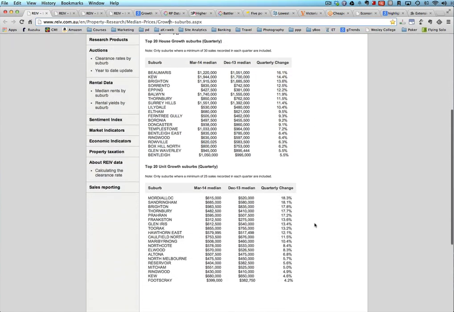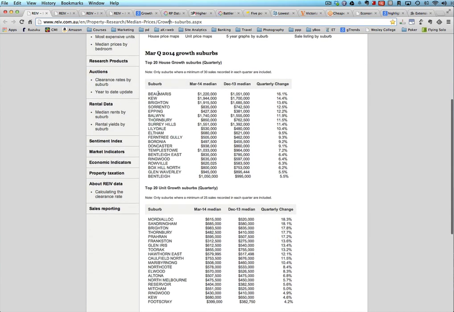So let's have a look at this. It's got all the suburbs, Kew, Brighton, Sorrento, Epping, Baldwin, and it's got the median value here. It's got the median value in 2013, and you can see that first it was 597, and I say median value. I discussed median value earlier on in the course. That's why you need to look at the median value and not the average value.